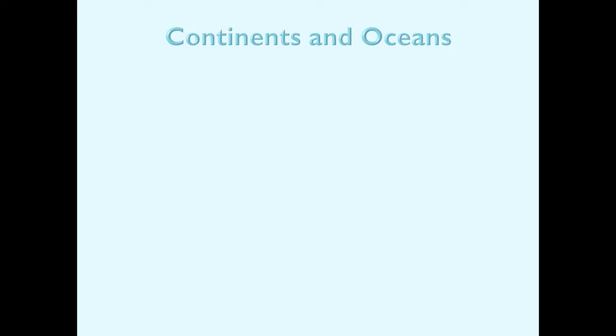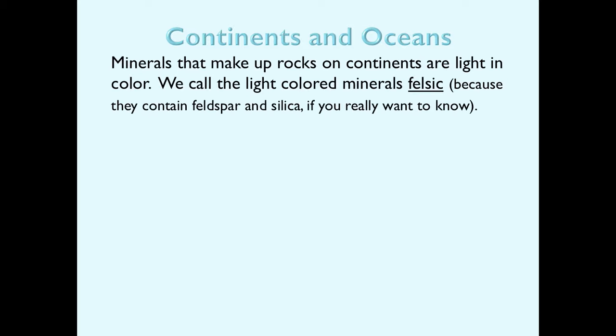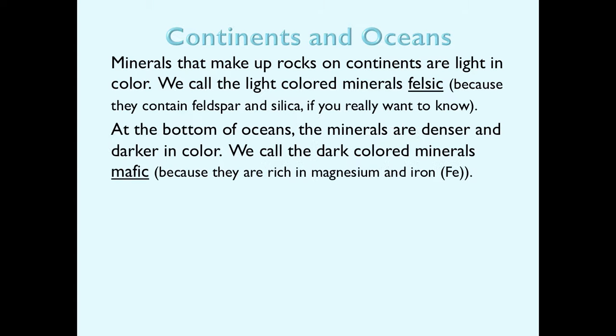So rocks can also form in different locations on the Earth. They could form in the continents or they could form in the oceans. Because the minerals that make up the rocks on the continent are different from those in the oceans, you end up with a different type of rock. So minerals that make up the rocks on continents are light in color. We call them felsic because they contain feldspar and silica.